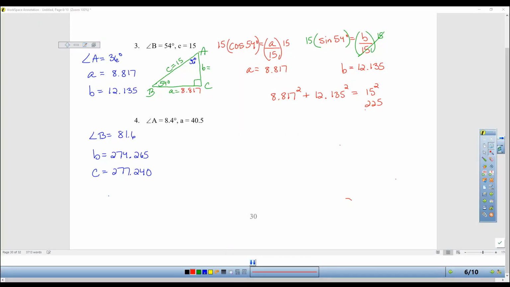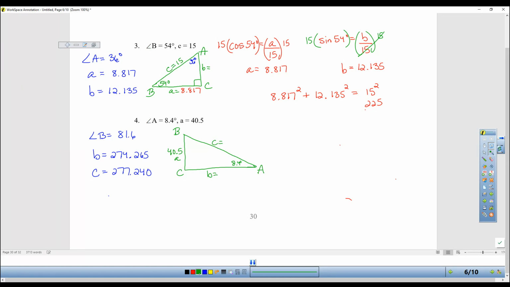Okay, last one. So I'm going to draw my triangle just a little bit flipped this time so you don't think it always has to be exactly that same way. We'll put C here. And this angle is a little smaller, so I'm going to say A is 8.4. That would make this B, and this side would be A. So 40.5 would be side A, and this side would be side B, and this side would be side C.